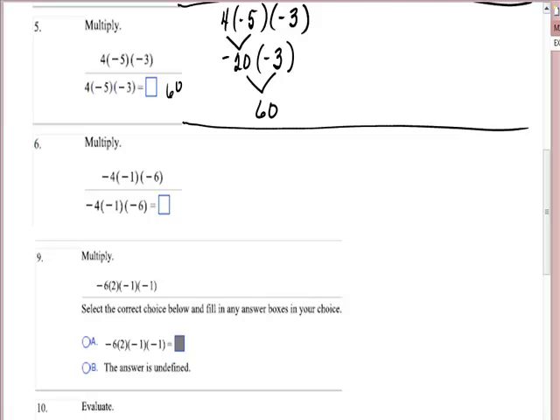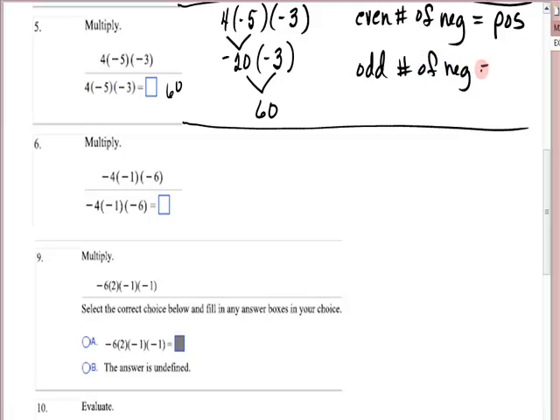Another way you could have done it: if there are an even number of negative factors, you get a positive. If there is an odd number of negative factors, you get a negative. So any two positives and you get a positive product. Any two negatives and you get a positive product. Okay, let's try again. I hope I didn't say something confusing.